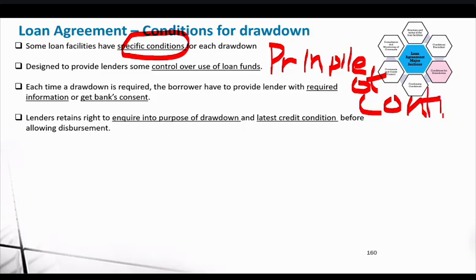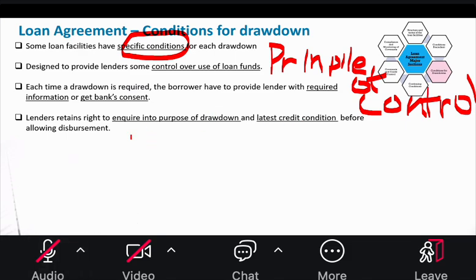Remember we learned this morning, principle of control. Are we in the driver's seat or the passenger seat? Driver's seat. So you write down, yeah, we are in the driver's seat.